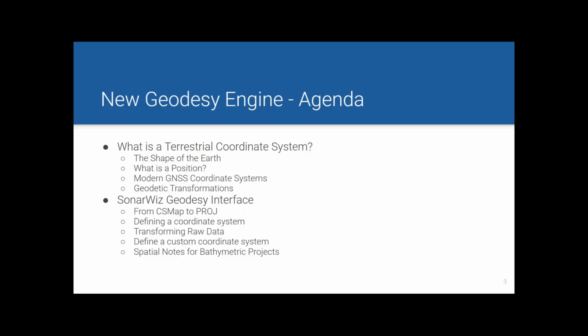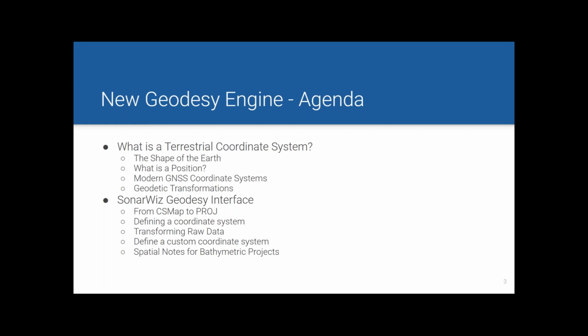Okay, so today's presentation is about 45 minutes, and I'm going to talk about two different topics. The first is what is a terrestrial coordinate system, and I'm going to cover things like the shape of the Earth, what is a position, how modern GNSS coordinate systems work, and a little bit about geodetic transformations, at least the most popular ones. And then we're going to switch to the SonarWiz interface and talk about some big changes that we've made to the geodetic engine in SonarWiz with the release of 7.10.